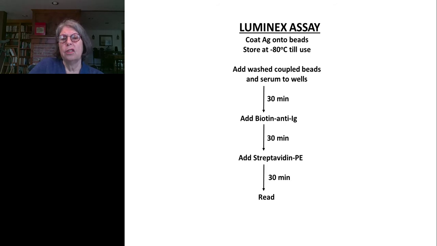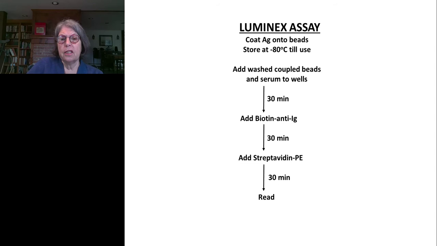This is the outline of the assay. We can coat the antigen onto the beads and then store the beads for at least a month at minus 80 degrees centigrade, and then use them as we need them. We add the washed coupled beads and the serum to wells in the 96 well plates. We wait 30 minutes, and then we add the biotinylated secondary antibody, the anti-Ig. We wait another 30 minutes. Of course, there are washing steps between each of these. And then we add the streptavidin phycoerythrin, wait another 30 minutes, wash, and then read in the Luminex instrument.